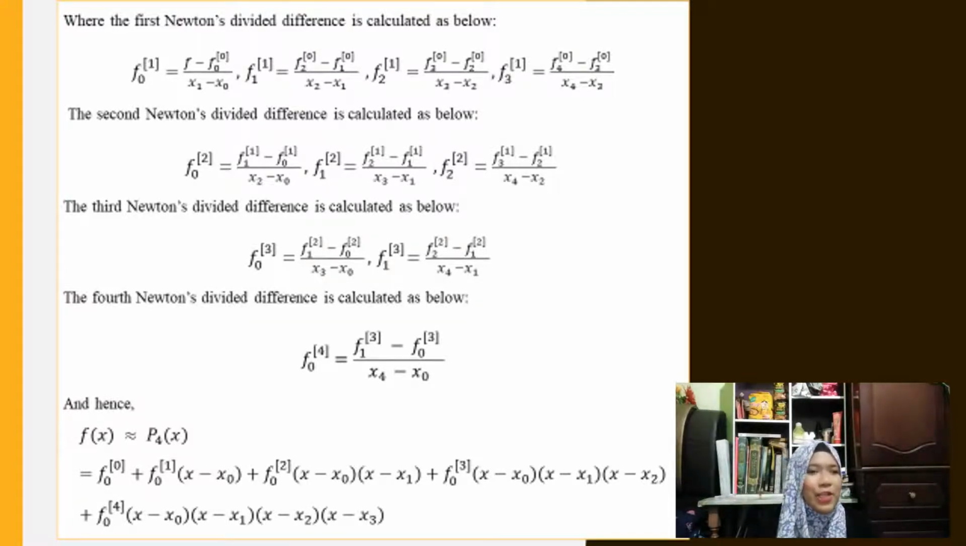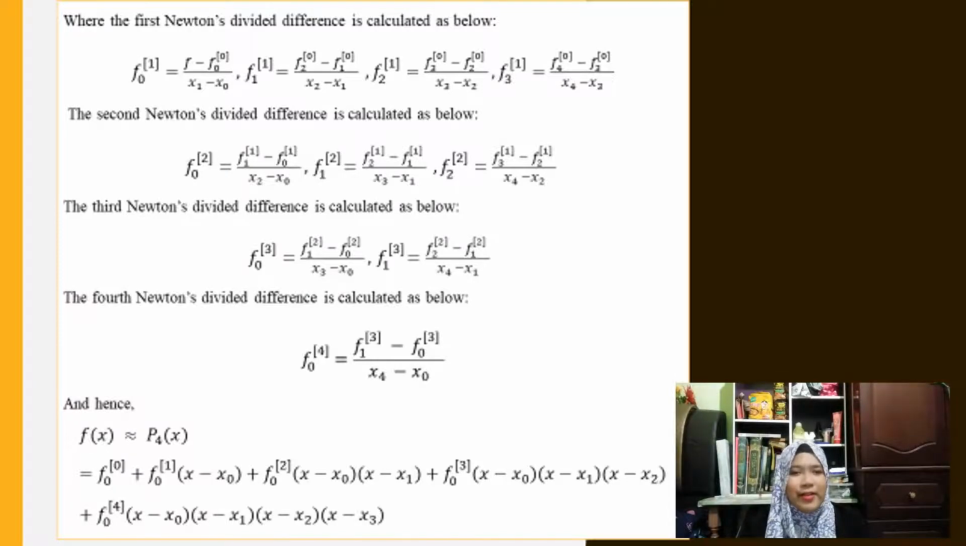f[x3,x4] equals (f4 minus f3) divided by (x4 minus x3).